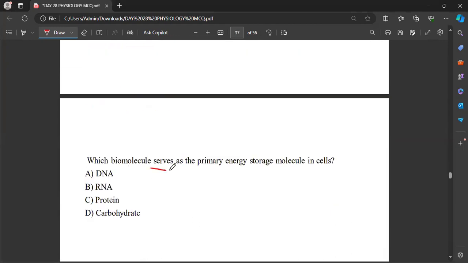Okay, and which biomolecule serves as a primary energy storage molecule in cells? Primary energy storage molecule in cells.